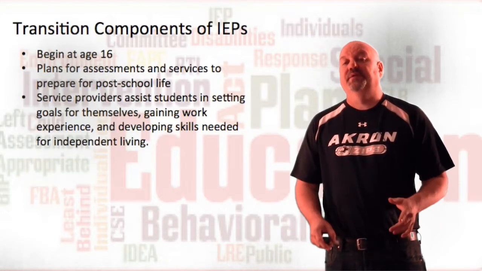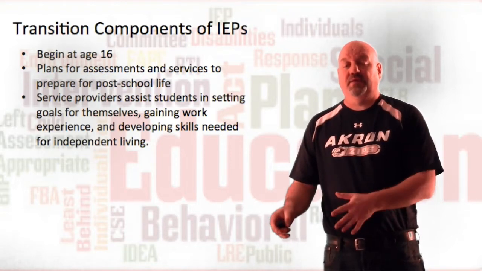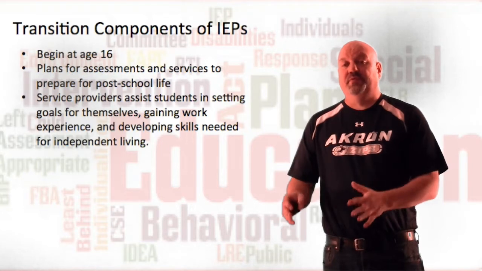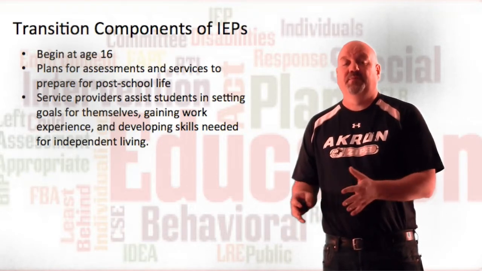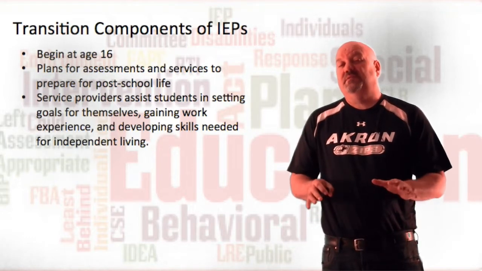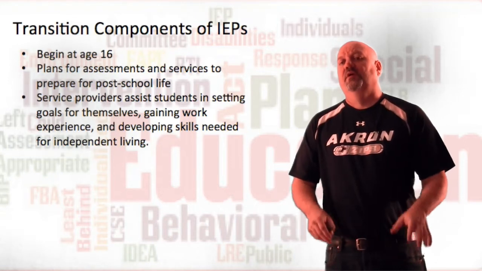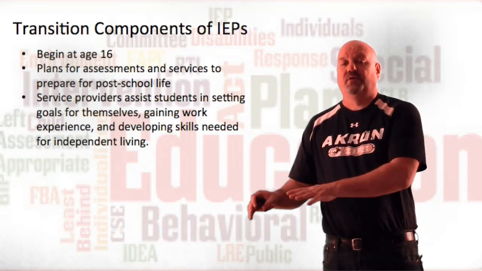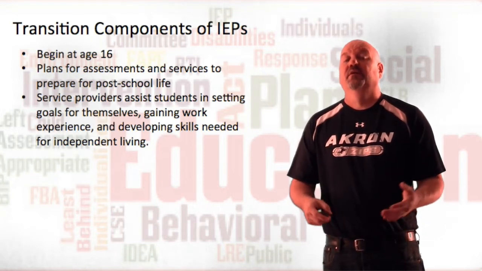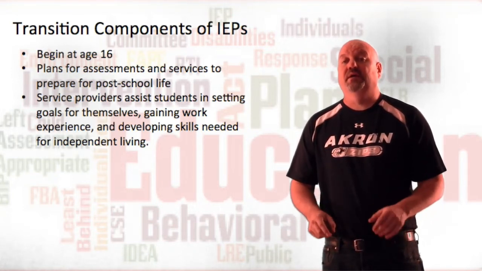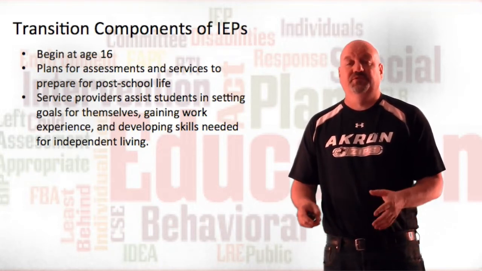We'll also talk about transition throughout the rest of the semester. When I talk about each of the disability categories and students within those, there's a transition component that's included in the IEP. This focuses on what we're going to do to make sure the student's going to move from high school to adult life with success. And this begins at age 16 around the country. In Ohio, it begins at age 14. We're preparing these students for post-school life.